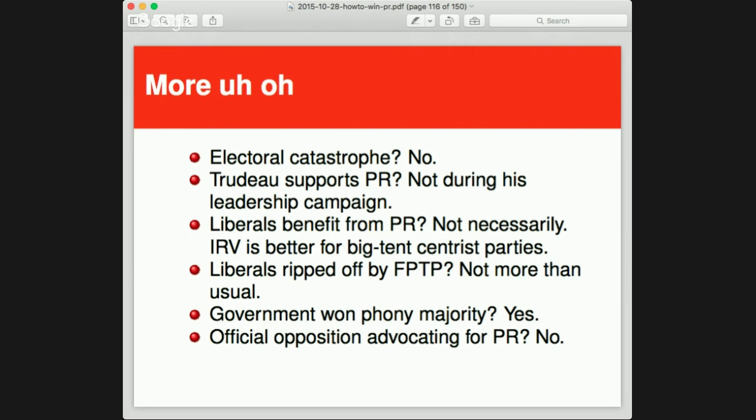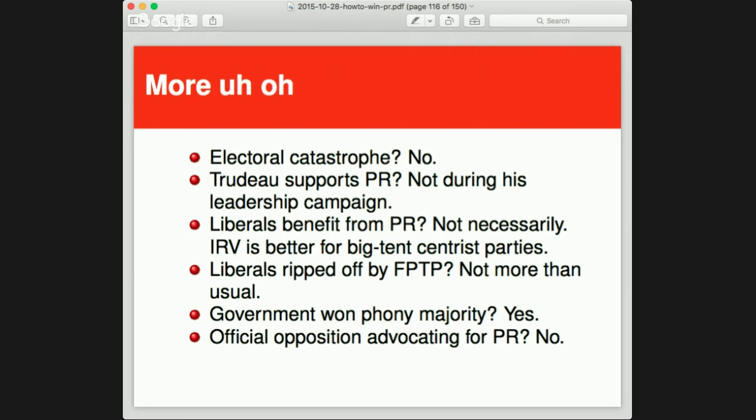Do the Liberals benefit from proportional representation? Are they really mad because there's no proportional representation? They won a majority on 40% of the vote, and instant runoff voting, which is the thing that people are worried about, actually favors centrist parties. Why? Because who's everybody's second choice, right? It's the big centrist party. So if the Liberals can be the big centrist party, they would benefit under a non-proportional system. They weren't ripped off. They got their majority.